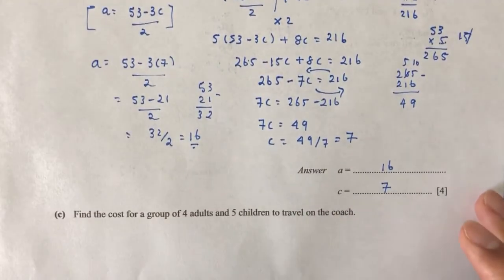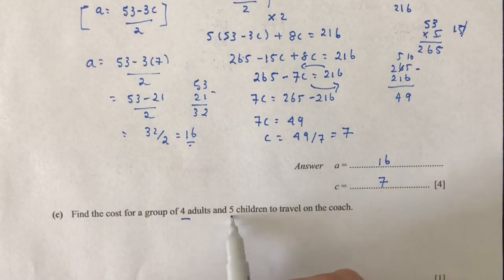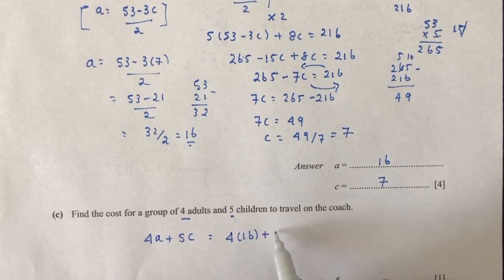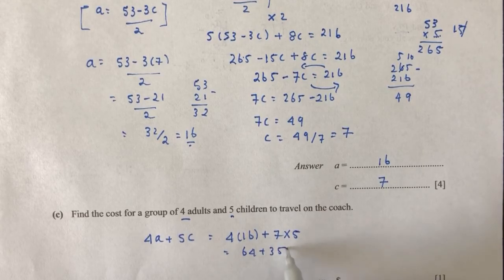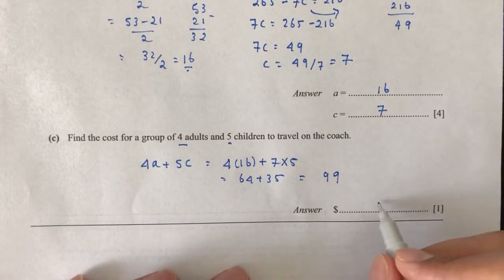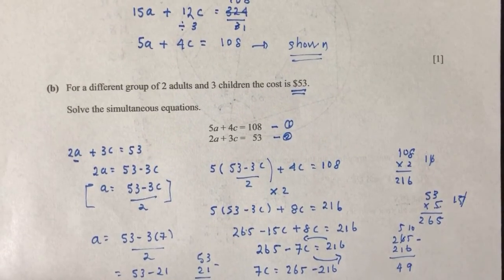Now for the last question. Find the cost for a group of 4 adults and 5 kids. So 4 adults and 5 kids will be 4A plus 5C, which is 4 times 16 plus 7 times 5. So 64 plus 35, which will be 99. So that is the cost for these people. And that is question number 23.